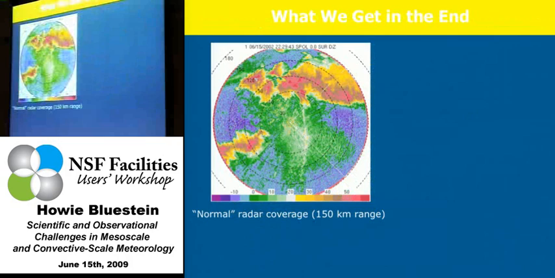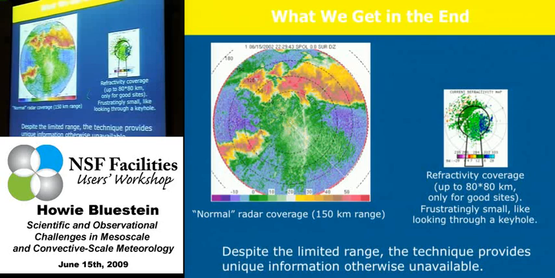This is normal radar coverage. You go out to 150 kilometers. If you use this refractivity technique, you can only see a very, very small portion of that large echo. So in other words, this technique is good for seeing the variations in index of refraction, temperature, and humidity fairly close to the radar. Frederick Fabry said it's like looking through a keyhole.